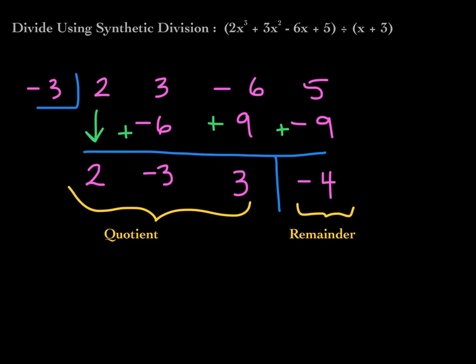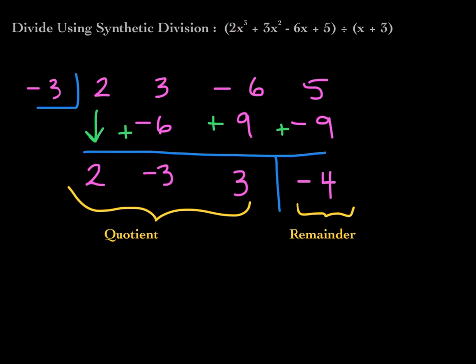Now, this is very important. Please hear me clearly. This is a degree 3 polynomial being divided by a degree 1 polynomial. 3 take away 1 is 2. Therefore, this quotient has 1 less degree than what you started out with. If you started out with degree 3, the quotient is degree 2. Did you catch that? When you use synthetic division, the quotient will always be 1 less degree than the dividend.